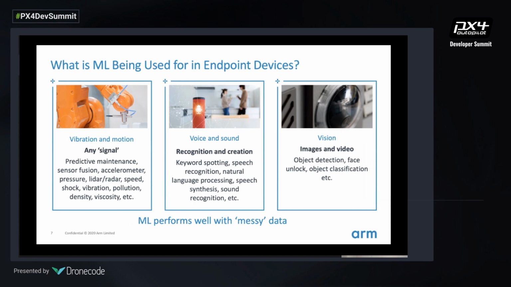So there are different use cases, as we said before. I think it's useful to think about three different use case categories, and those are vibration and motion, so any kind of signal outside of voice and vision, then recognition of voice or sound, and images and videos. Those are three different classes of problems that machine learning could solve on embedded devices.